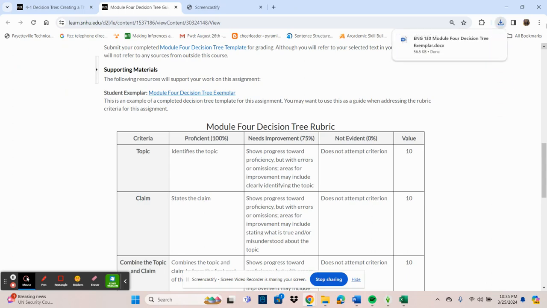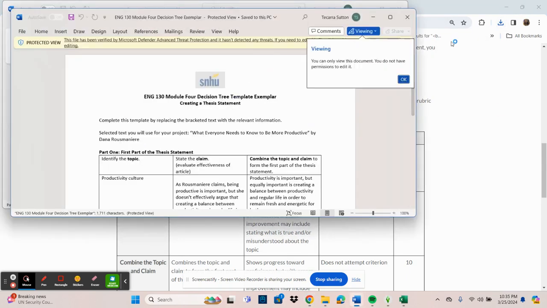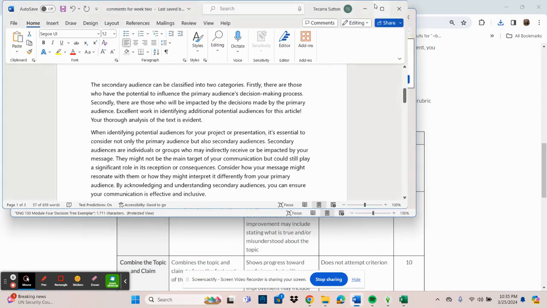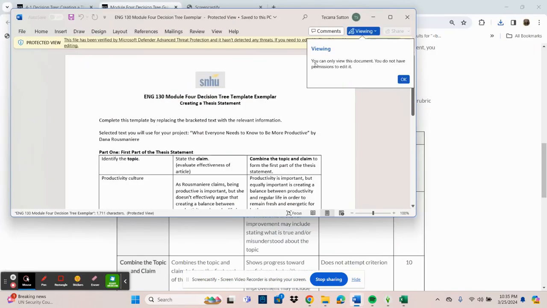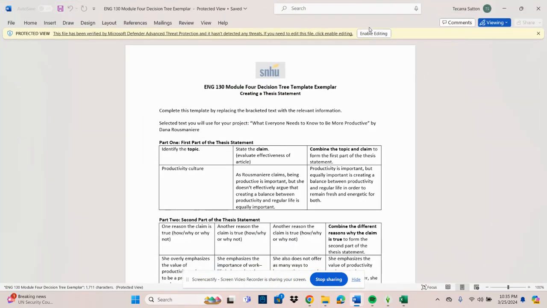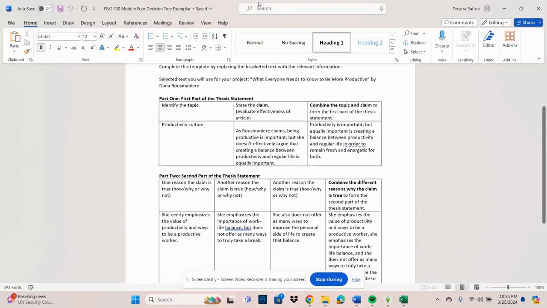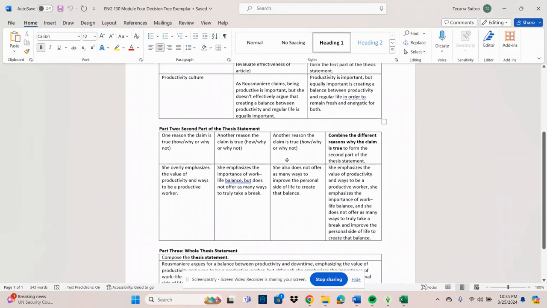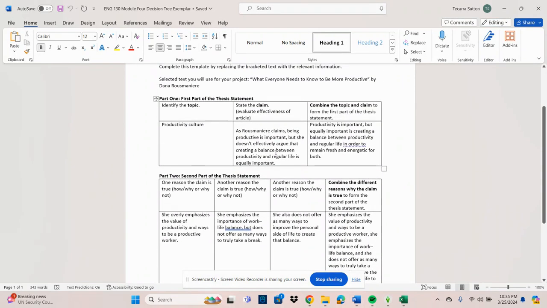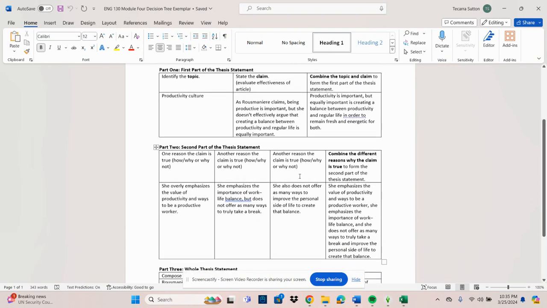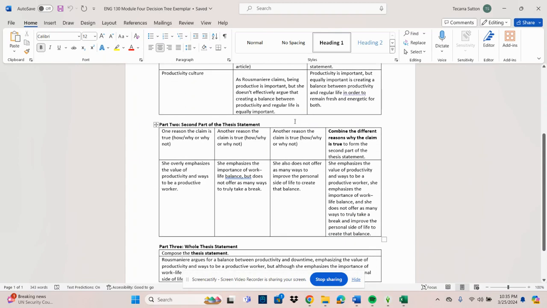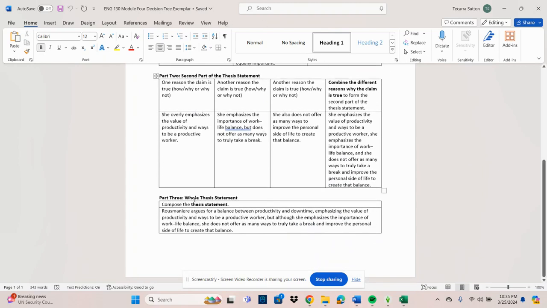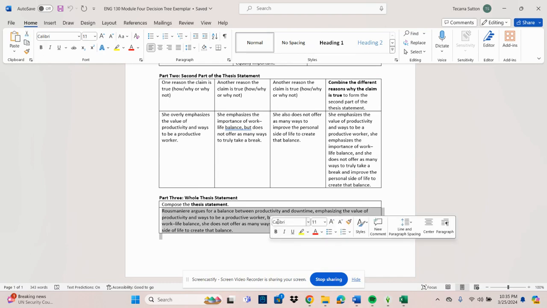And also, I want you guys to take time to look at the sample. So we have a sample here that just shows you basically what I did, just in a different way. It gives you an example of how you could possibly fill out this template. And this is a really good example. It's based on the article that none of us have read, but it's an actual article and it gives really good examples of how to do your first part of your thesis, your second part, and then how you put these pieces together to compose the whole thesis statement here.